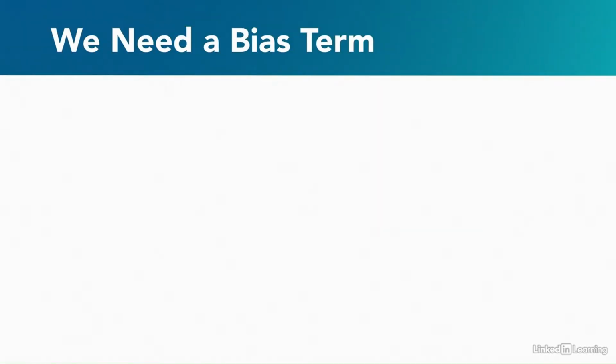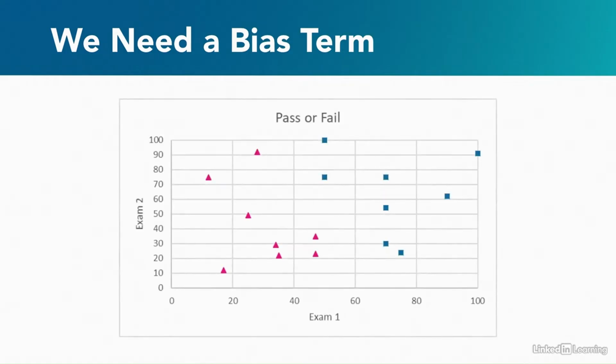Now let me show you why we need a bias term. The neuron we've considered so far is only capable of producing boundary lines that pass through the origin, or the coordinate 0, 0. So consider this plot where we have a set of students who passed or failed some class. And we want to classify other students based only on their grades on 2 exams in that class, even though there was more graded work. The squares passed and the triangles failed.